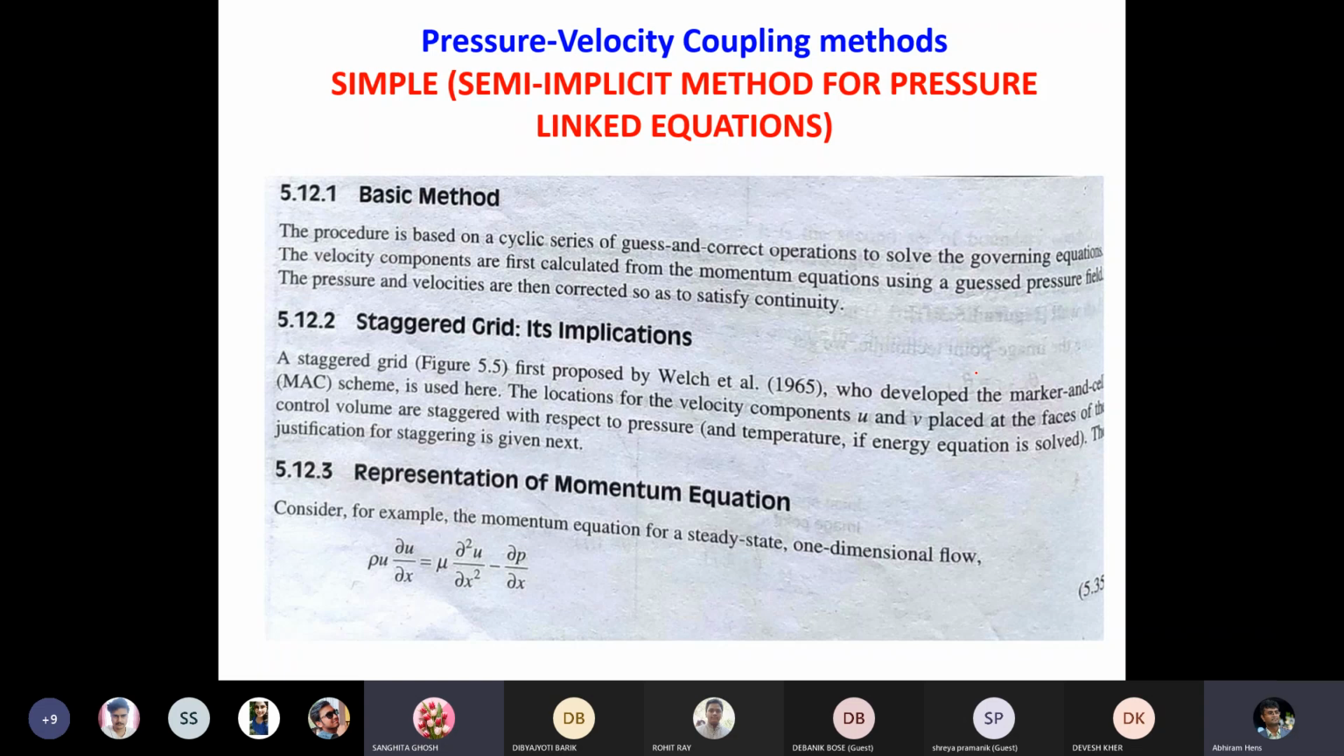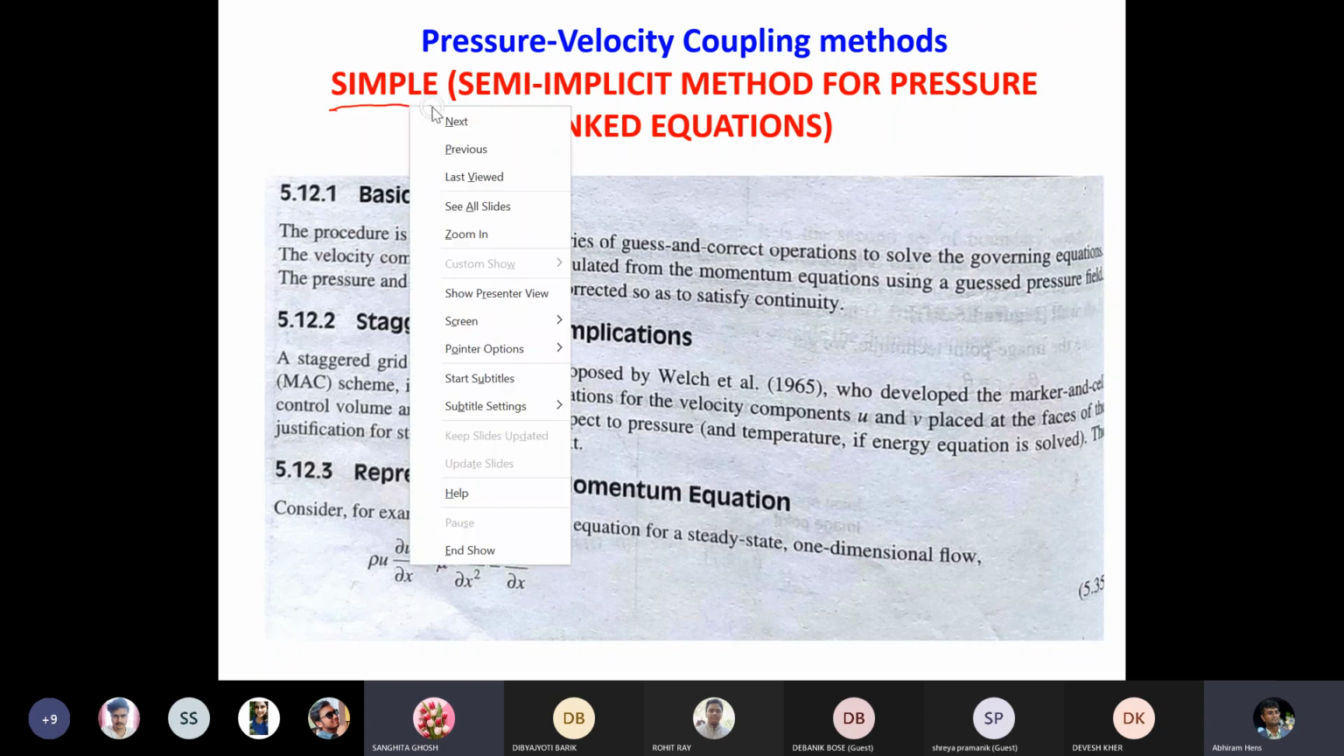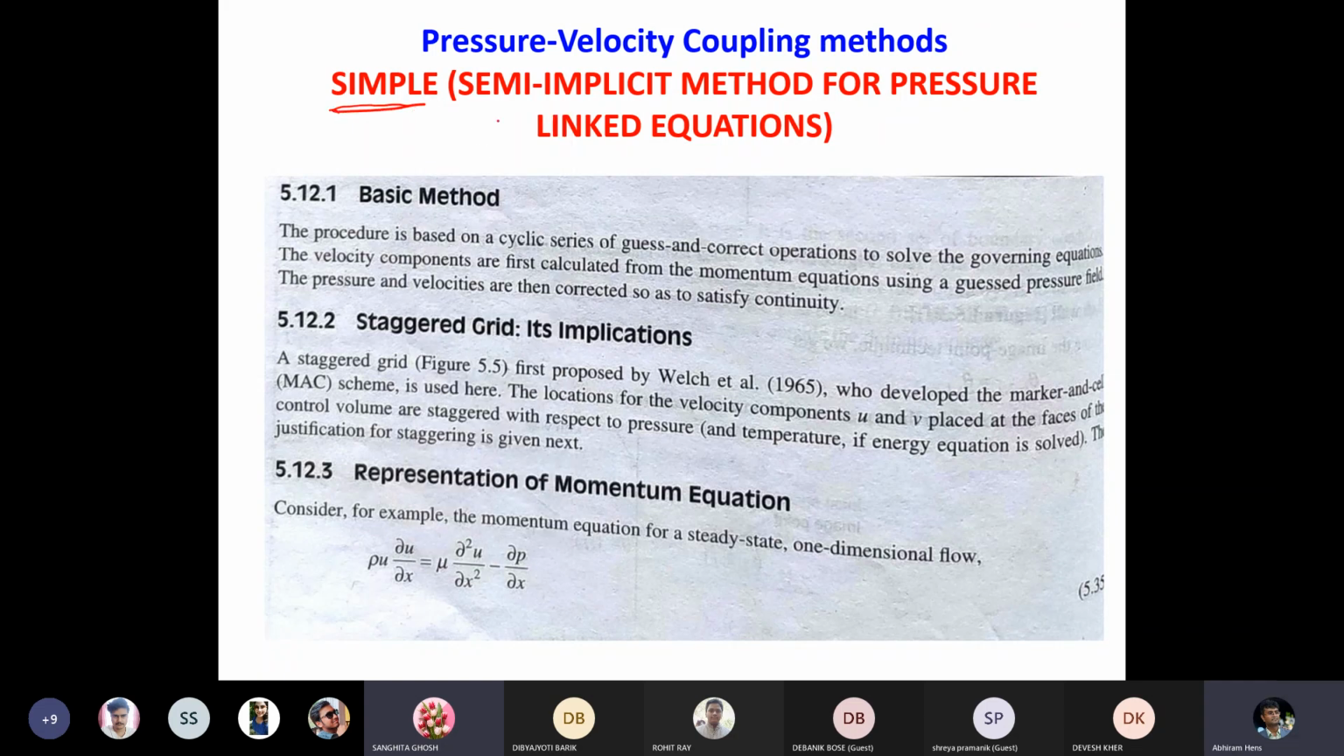There are many methods for doing this pressure-velocity coupling. One of the most popular and very old methods is called the SIMPLE method. It's not that it is easy, though; SIMPLE comes from the short form. It is the Semi-Implicit Method for Pressure Linked Equations. So this is a method that we will study.